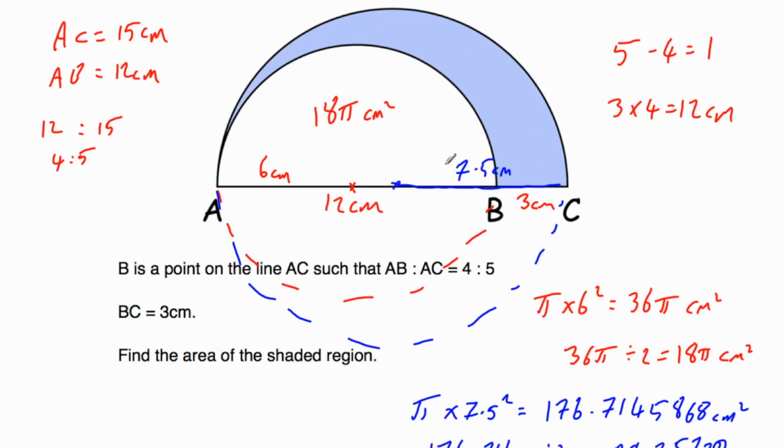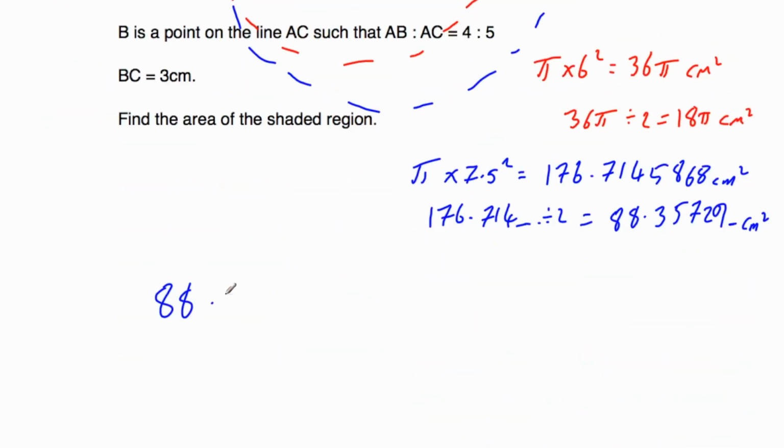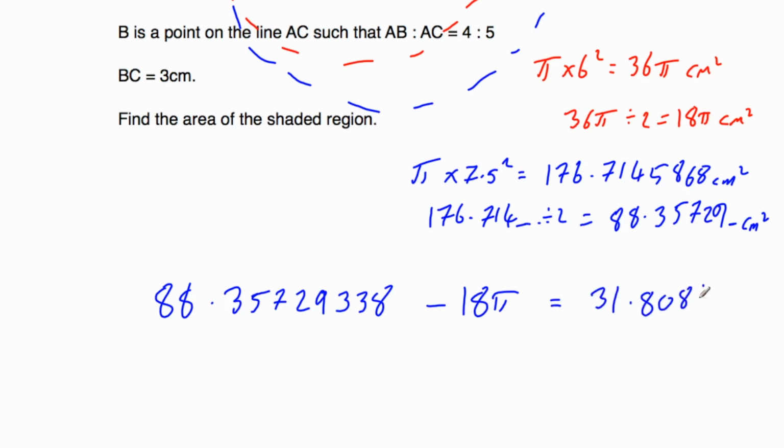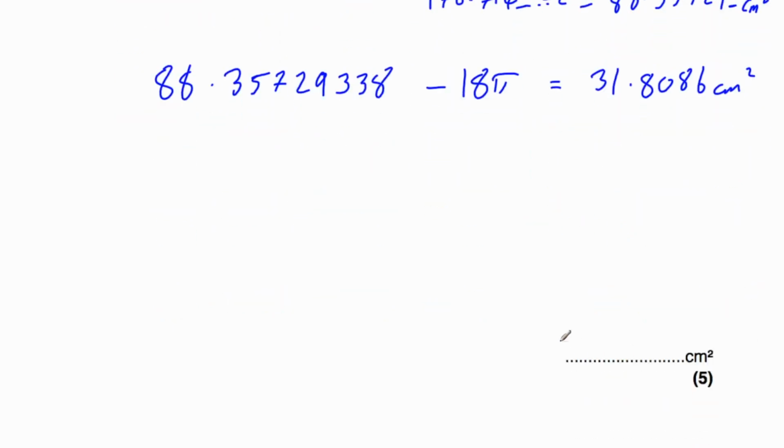Now if we take the area of the smaller semicircle, the 18 pi, away from the whole thing, then that'll tell us the area of the shaded region. So let's do that. 88.35729 and so on, subtract 18 pi, the area of the smaller semicircle, is equal to 31.8086 centimeters squared. And if we round that to one decimal place, that would be 31.8, and that's it.